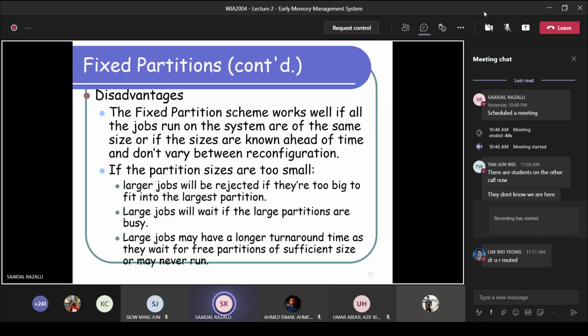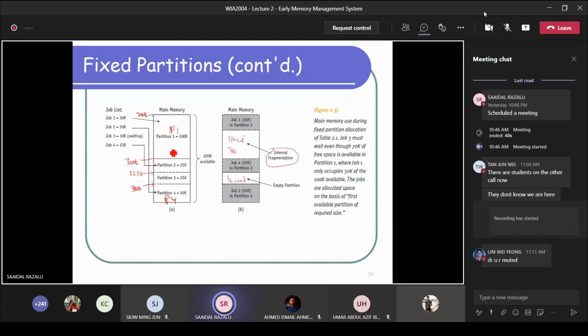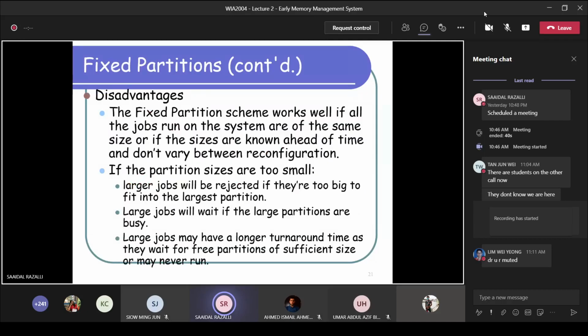So what is the disadvantage? You can see that job 3 has to wait. Although the unused memory, if you combine 25K plus 70K plus 25K, is about 125K of free memory, job 3 has to wait because partition 1 and partition 4 are occupied, and partition 2 and partition 3 cannot accommodate job 3.